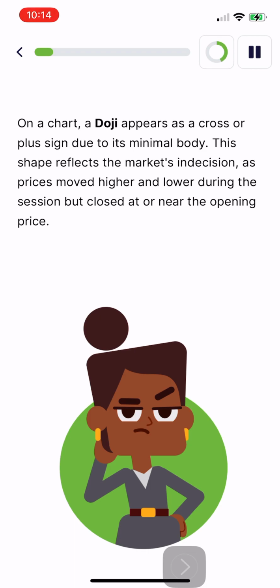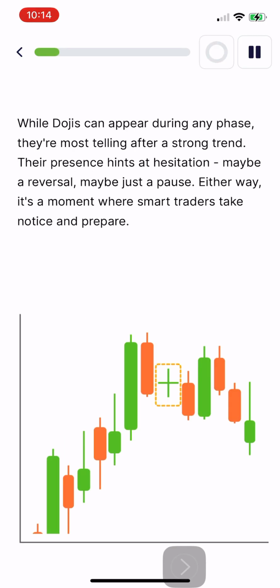This shape reflects the market's indecision, as prices moved higher and lower during the session, but closed at or near the opening price. While dojis can appear during any phase, they're most telling after a strong trend. Their presence hints at hesitation, maybe a reversal, maybe just a pause. Either way, it's a moment where smart traders take notice and prepare.